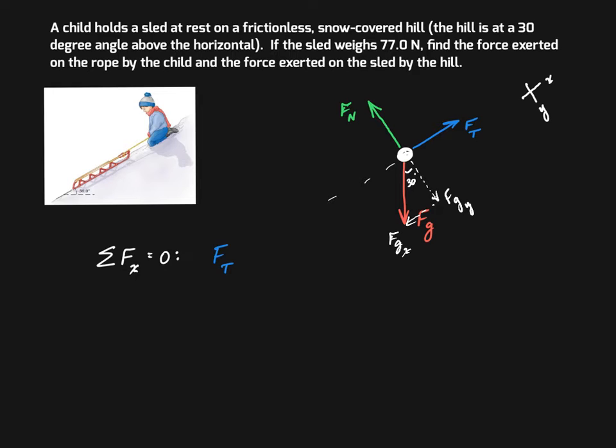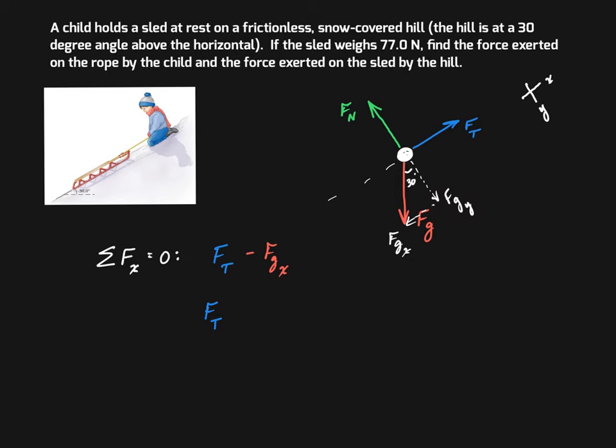So completing my equilibrium equation in the X direction, I have minus FGX. So that is taking care of my equilibrium equation in the X direction. Now we can extend this out and actually solve for our force due to tension.